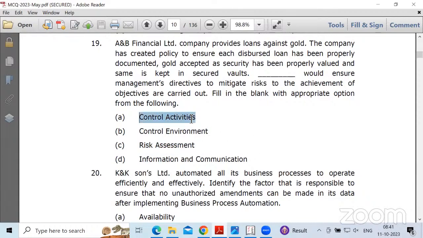So what is control activity? The activity which is used for controlling. Say, for example, you have a brake in the two-wheeler, four-wheeler. That is a control measure. That is control measure, control activity.